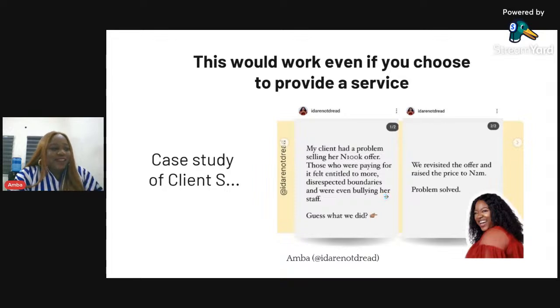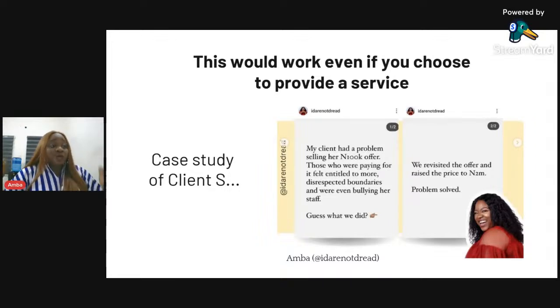Now, when she came back and we talked about it, I told her, so how is it going? She told me, but they are not paying. They are bullying my staff. They are even at 100K. It's looking like I'll reduce it back. I said, reduce what? No, we're increasing the fee. This is what we're going to do. We're increasing that fee to 2 million. Eh? I said, yes. So we increased her fee to 2M.